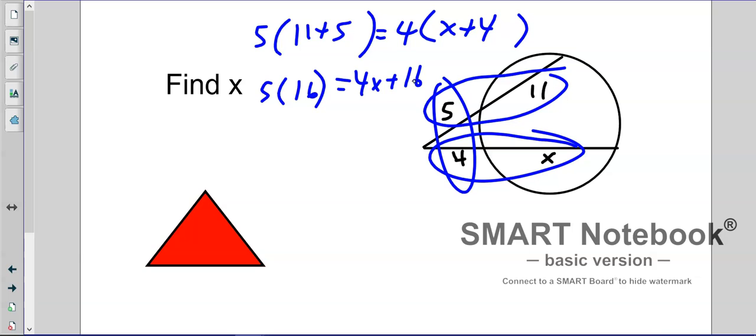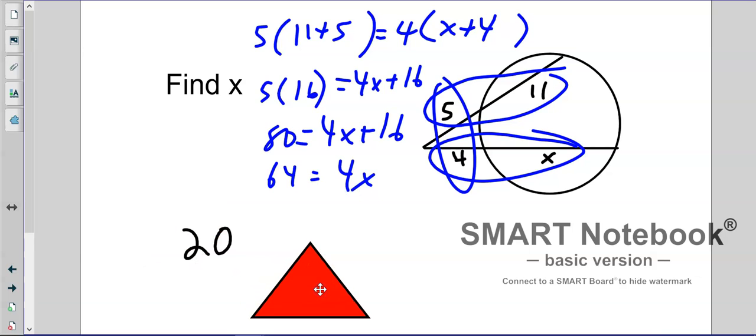So 5 times 16 is 80. If I subtract 16, I get 64. And then when I divide by 4, I do not get 20. Oops, I meant 16. I had divided the 80 by 4 before subtracting the 16. Silly me. So the answer is 16.